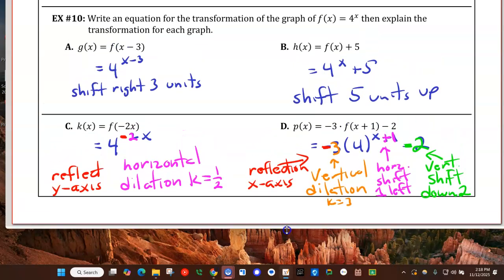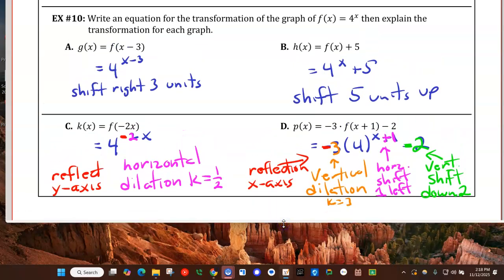Lots going on, but hopefully it's familiar. I mean, this is a lot of geometry, just applied to new exponential functions.